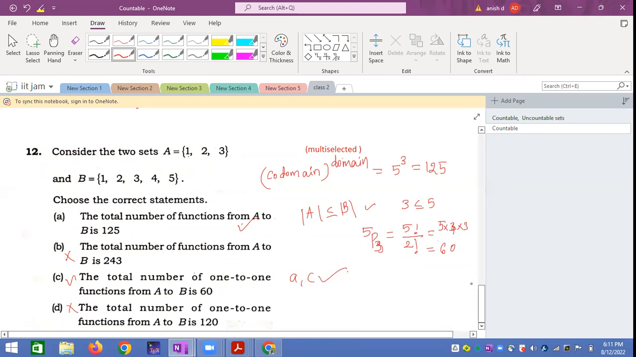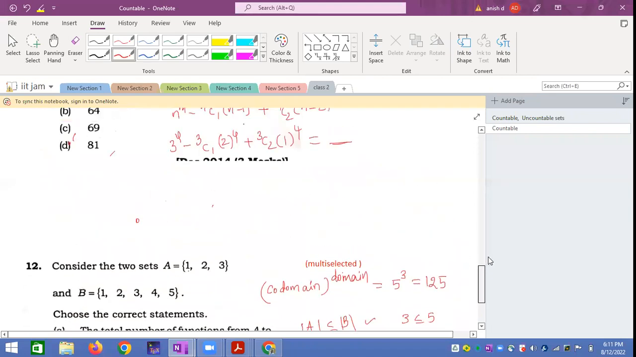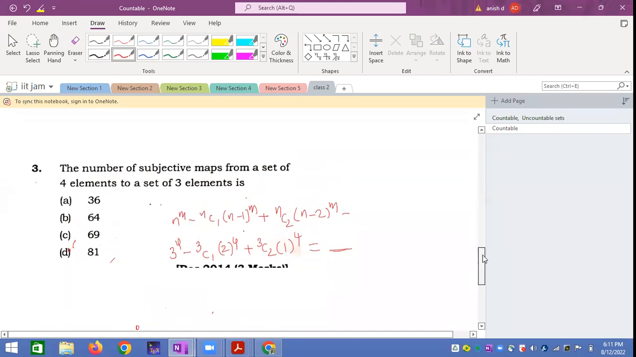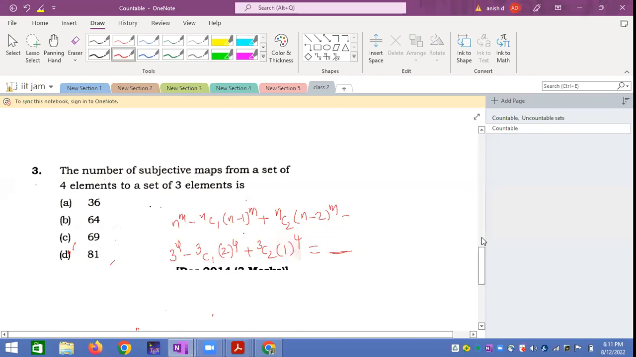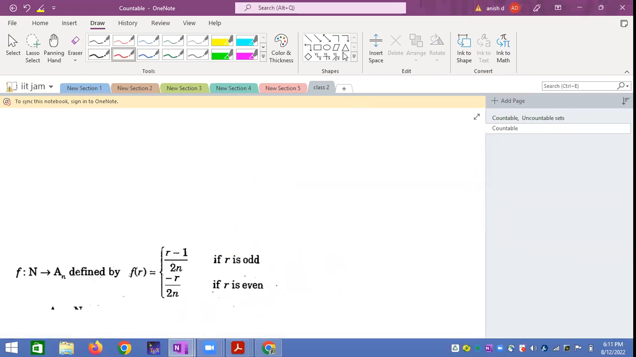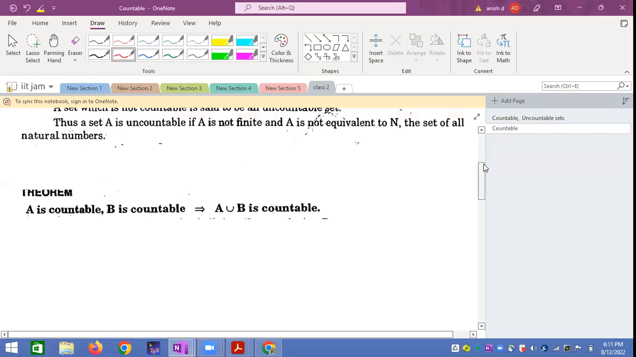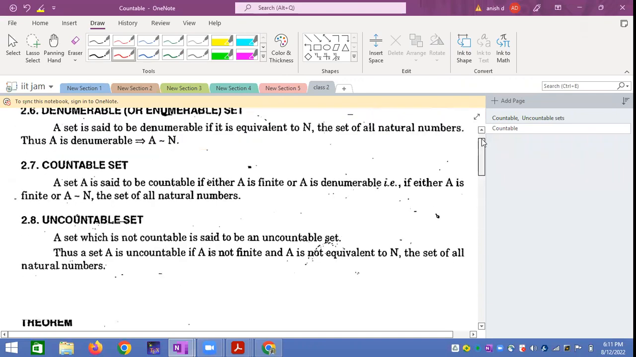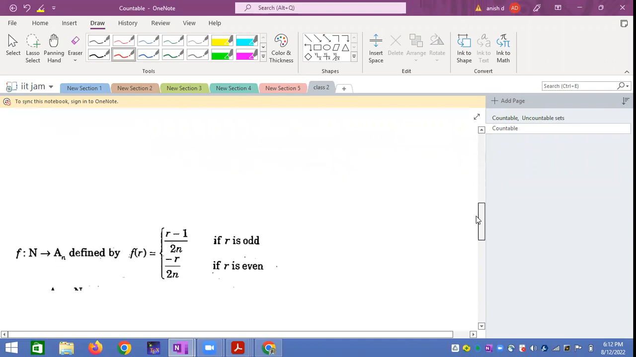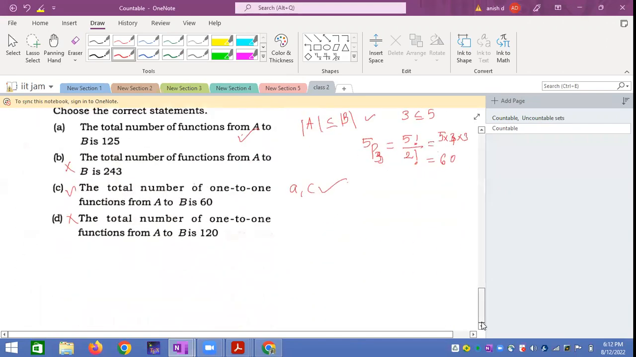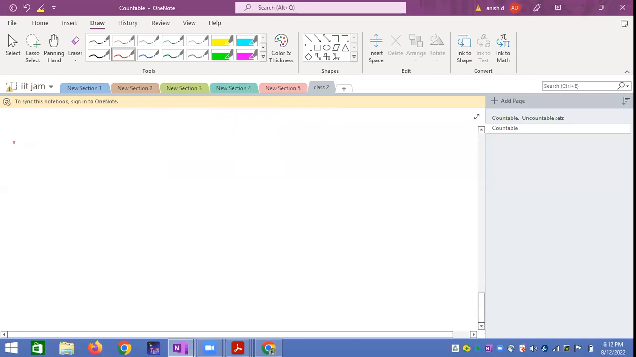This type of question is a CSIR question from 2015, I think. In the JRF/NET exam also, they may ask like this. One-one means injective, onto means surjective. It is correct, no? Bijection, one-one and onto, that means bijection.